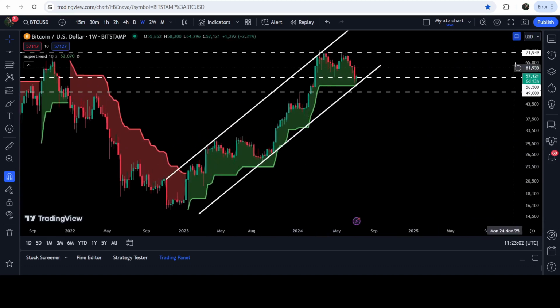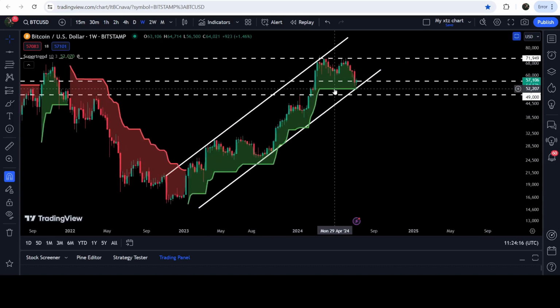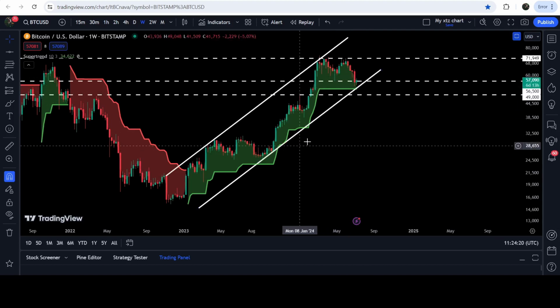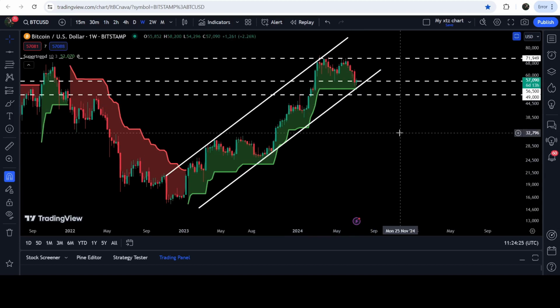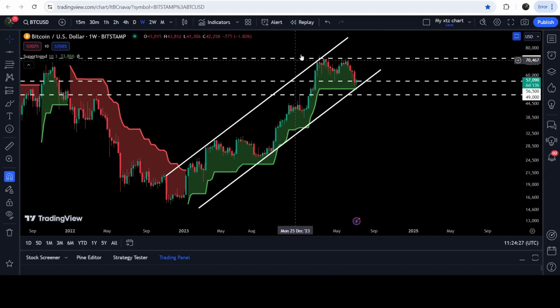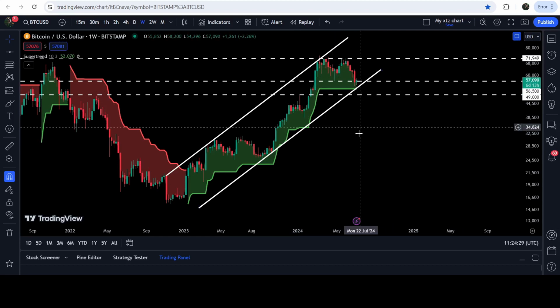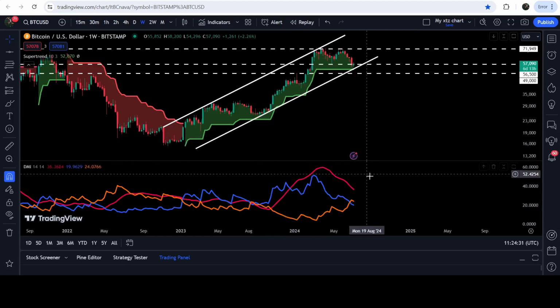And right now the price line is very close to hitting this lower band or support of the super trend. At the same time, it is also moving very close to this uptrend line support of a very big up channel as well. In today's video, we will once again analyze this indicator and this move of Bitcoin. And we will also take a look at the directional movement index indicator as well.